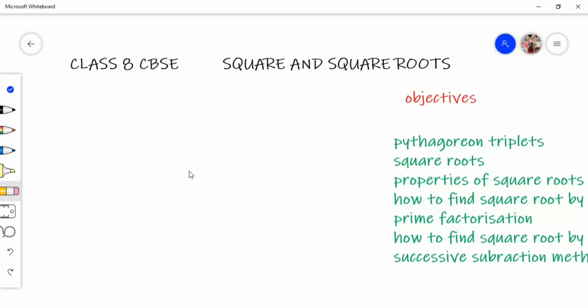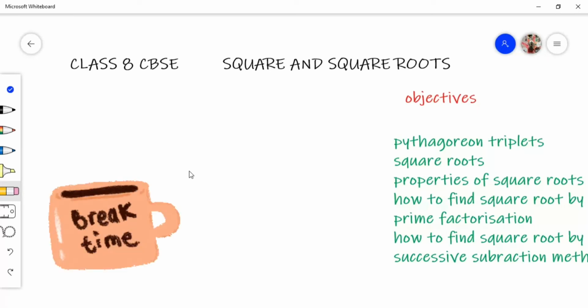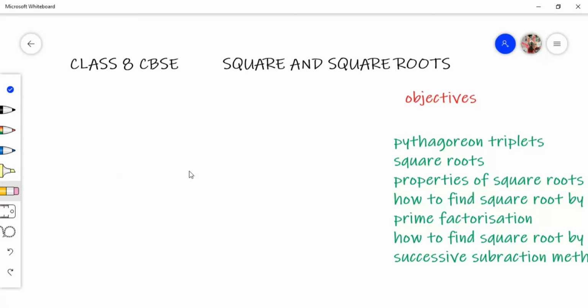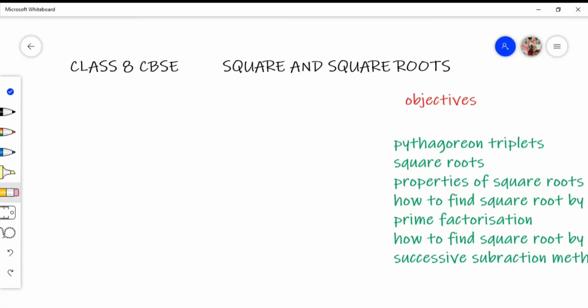So we shall now discuss the following methods to determine the square roots. Now we will discuss two methods. One method that is remaining we will be learning in part 3 of the video. So now we will learn the prime factorization method and the successive subtraction method. First of all, let us take a short break so that your eyesight and all don't get weak.